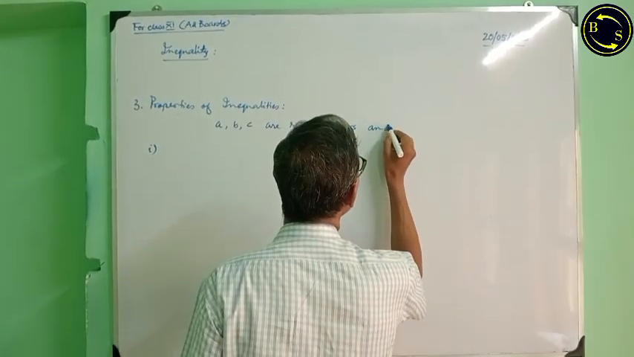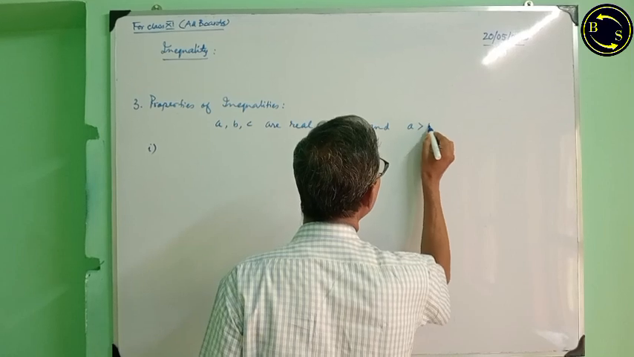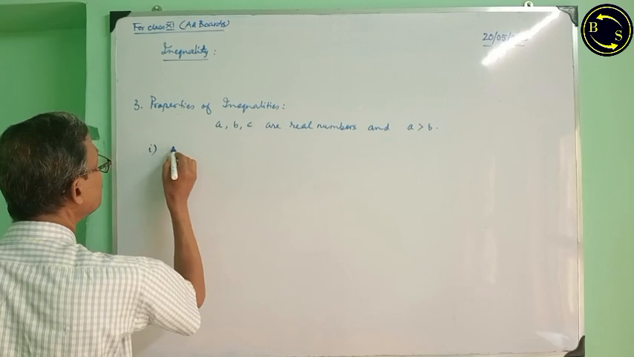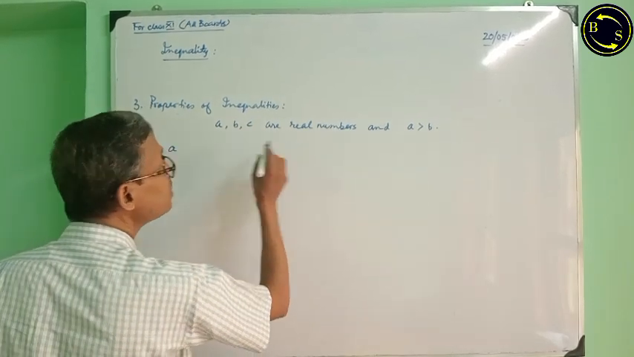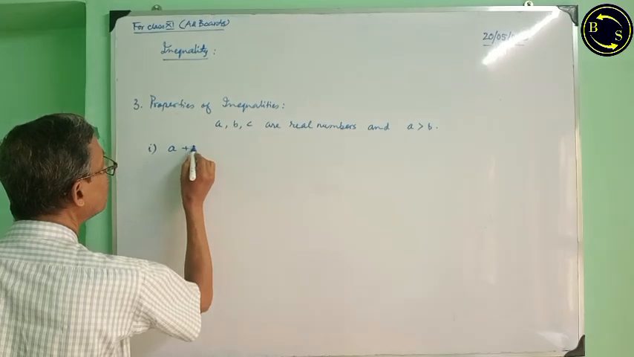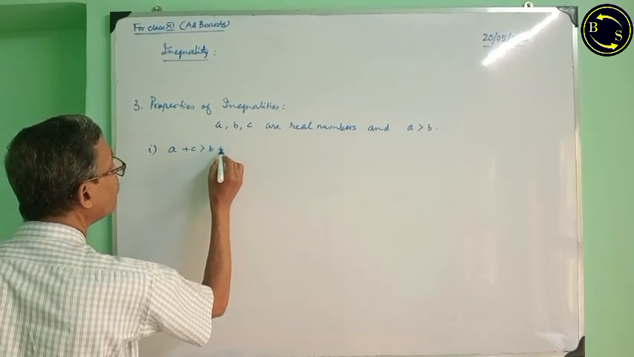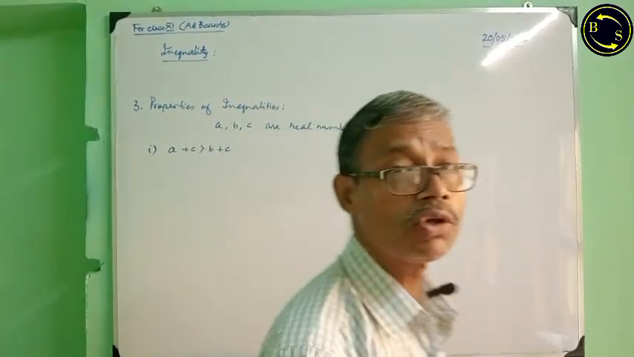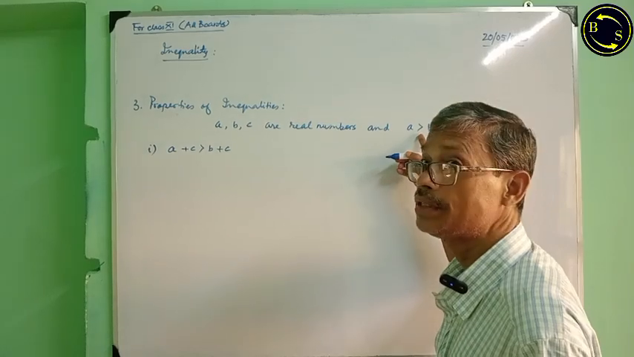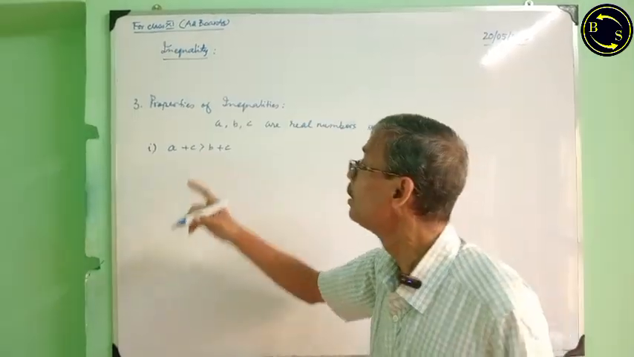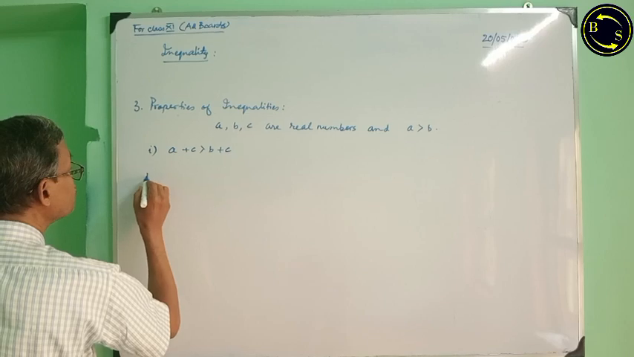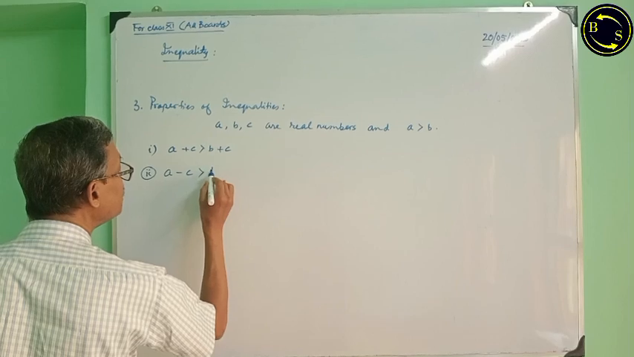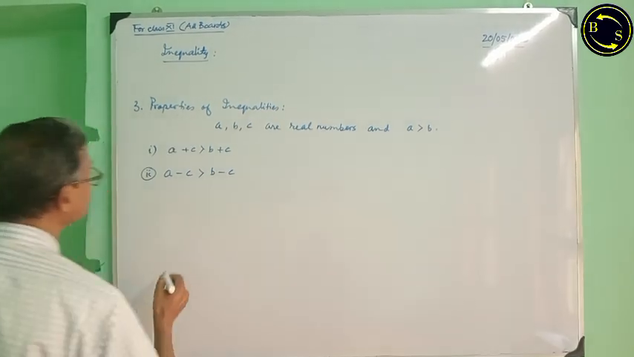And A greater than B. Then properties are, if I now add C to this side, then the inequality greater than will hold. Also, if we subtract, A minus C will also be greater than B minus C.